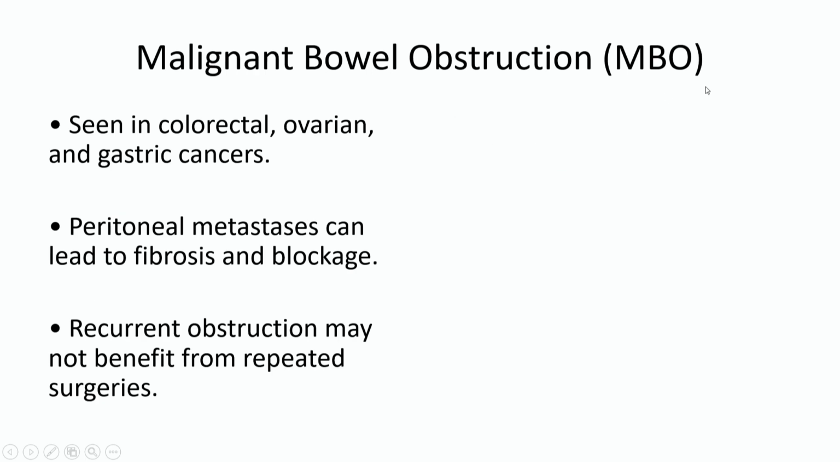So malignant bowel obstruction, I have told you, is seen in colorectal, ovarian and gastric cancer. Peritoneal metastasis can lead to fibrosis and blockage. Recurrent obstruction may not benefit from repeated surgery. If it is recurrent, surgery will not help. How many times will you go for surgery? One time you can go, but always you cannot go.